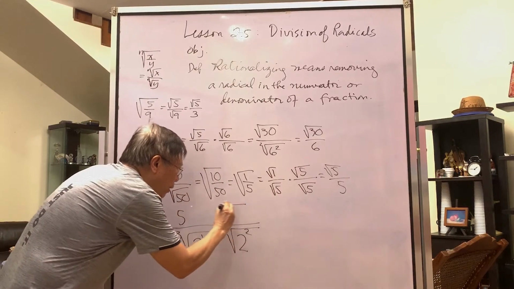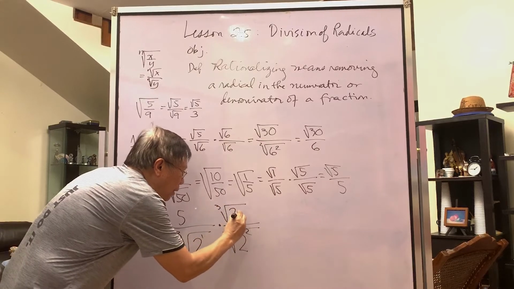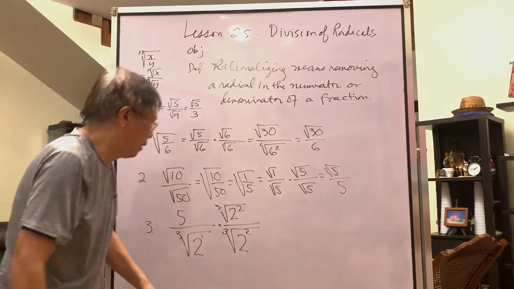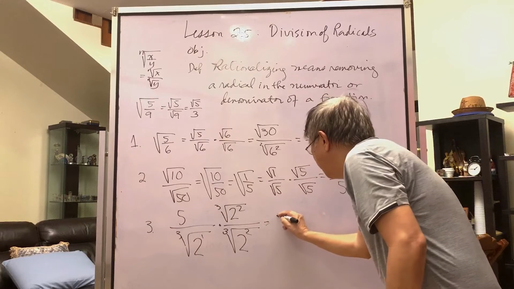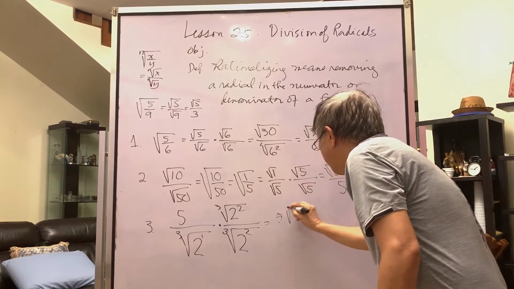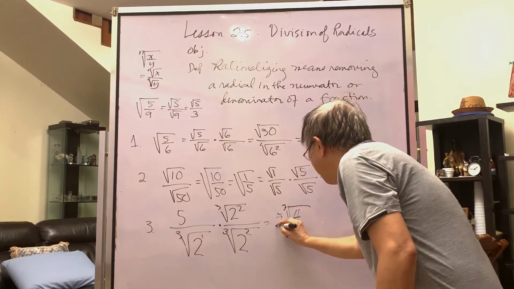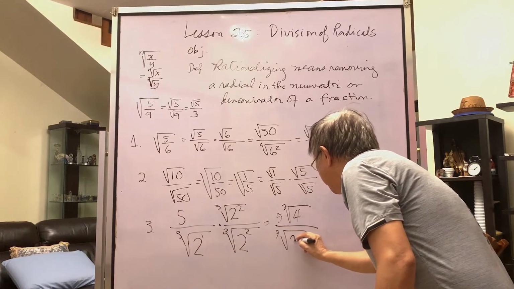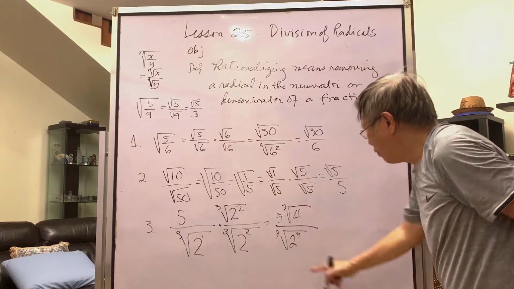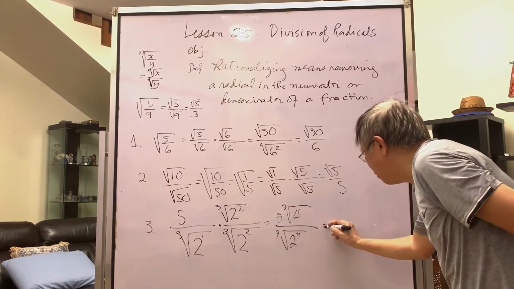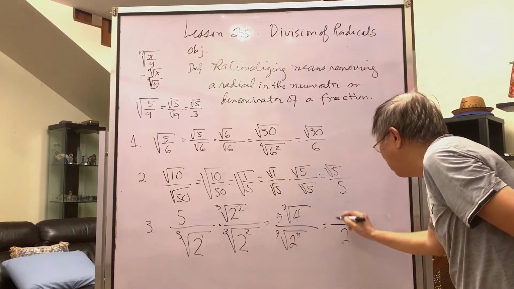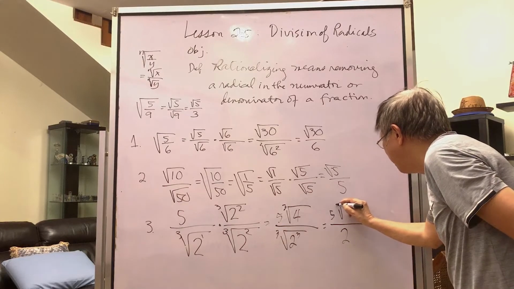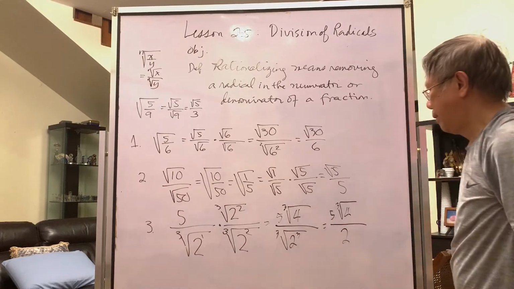Doing that on the denominator, you do it also on the numerator. And this will give you 5 cube root of 4 over the denominator, cube root of 2 cubed. From law number 1, this cancels off and you get a 2. And then we have 5 cube root of 4 over 2.